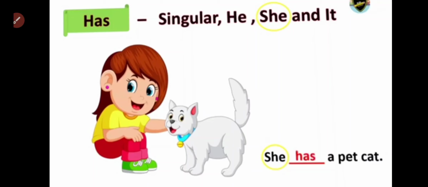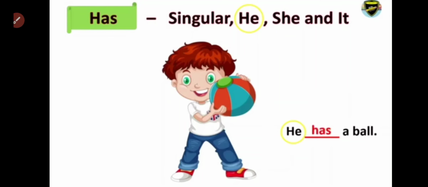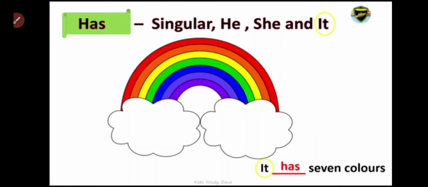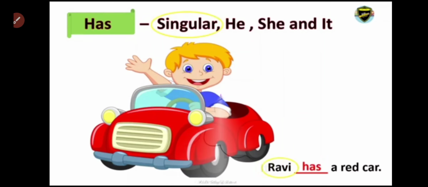She has a pet cat. So she stands for singular, and we always use has with singular. So what will we use here? She has a pet cat. Next, he has a ball. So he is also singular, and we are talking about present time. It has 7 colors. So it is also singular, and we will use has.